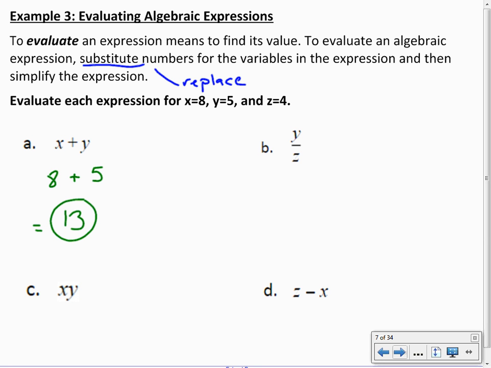All right, let's try B. B says we're going to take y and divide it by z. So we take 5, which is what y is equal to. We're going to divide it by 4, which is what z is equal to. And in this case, we're just going to leave our answer like this. 5/4 is our answer, and the fraction cannot be reduced. Please leave your answer as a fraction, not a decimal. Go ahead and try examples C and D.